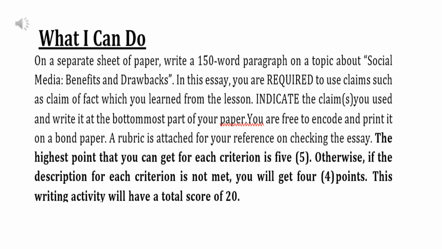The highest point that you can get for each criterion is 5 points. Otherwise, if the description for each criterion is not met, you will get 4 points. This writing activity will have a total score of 20 points. So check your Google Classroom regarding this activity.